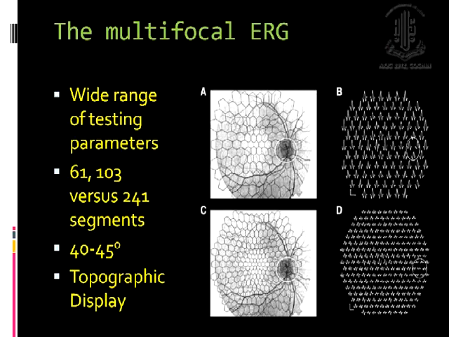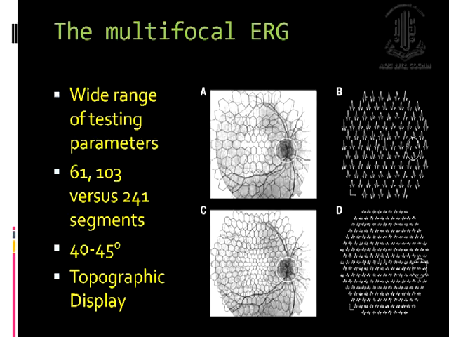This is a comparison between the 241, the 61 and the 103. This one on top here is the 61, this is the 103 segments. And you can see here, for instance, the blind spot represented at the top by 3 pieces or 3 signals, and here represented by maybe 7. So the more segments you project on the retina, the smaller is the stimulus and the more focal information you get. However, do we use this 241 as much?